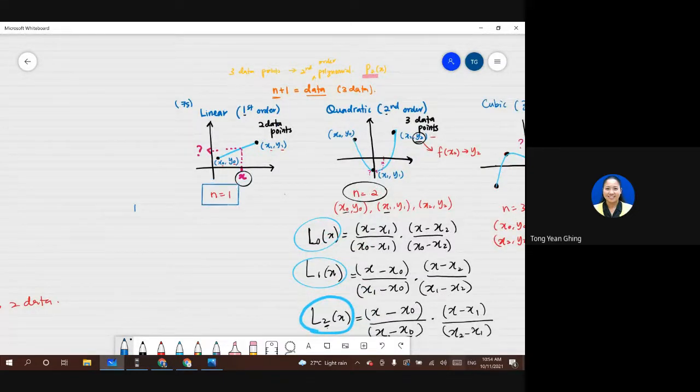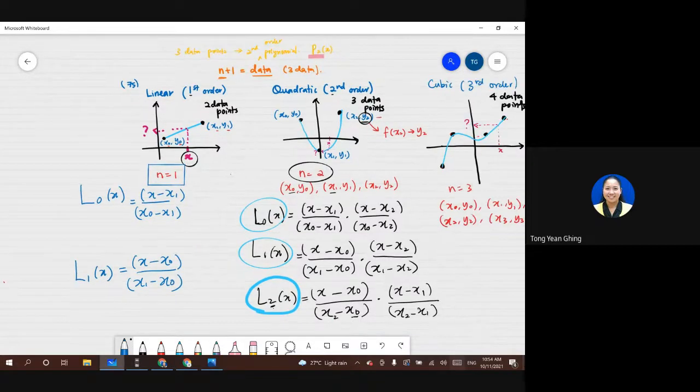So we have to do L0 x and also L1 x, the weighting functions for 2. One is 0, another one is 1. So if let's say this one, it will become x0 minus x1, this one x minus x1. And this one will be x1 minus x0, x minus x0. Okay, so can you understand or not?